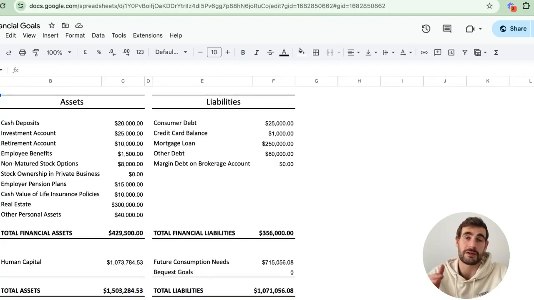So to recap, we discussed what are the financial assets, the financial liabilities, the economic assets and economic liabilities. I hope that now you have a clear picture of all these drivers.